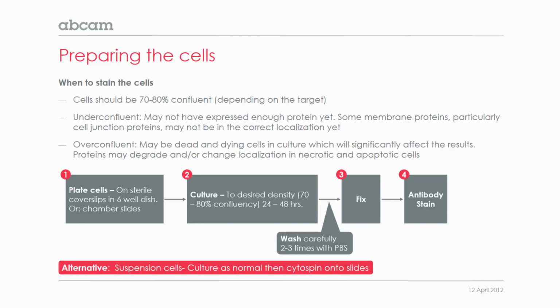If the cells are overconfluent, you may have some dead and dying cells in the culture, and this could affect your staining results. Also, proteins can degrade and change localization in dying cells if they're necrotic or apoptotic. So you need to take this into consideration.